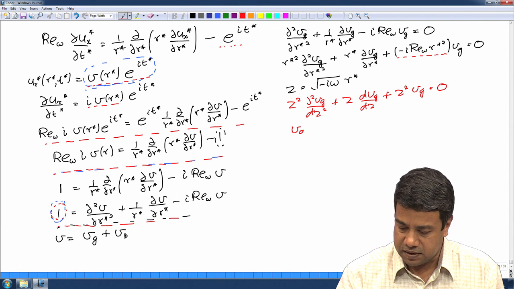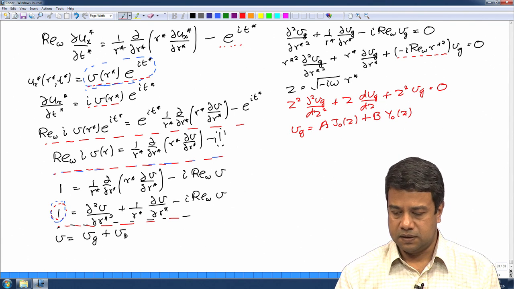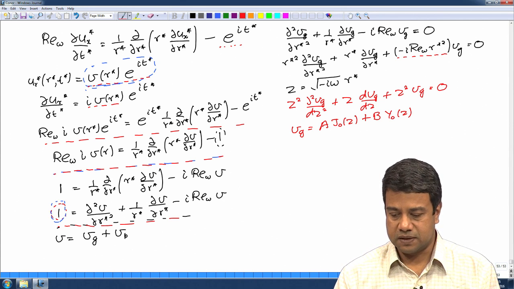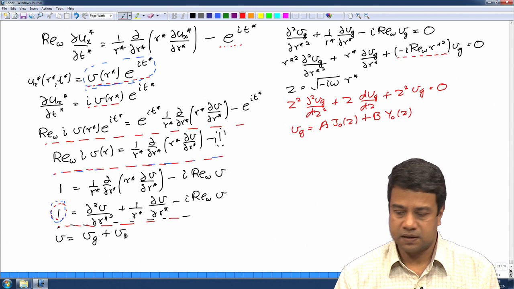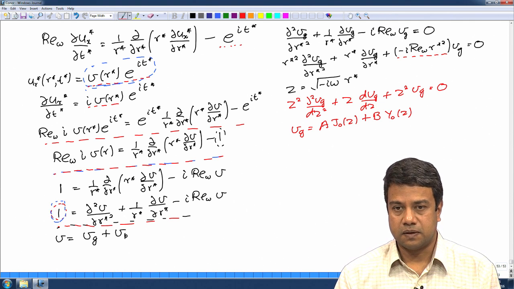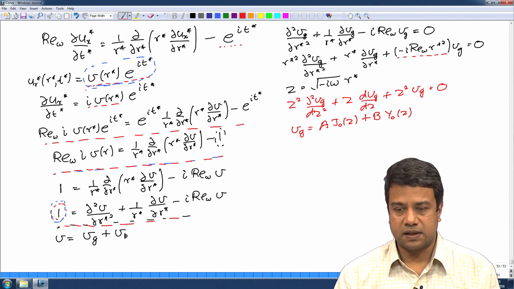The solution is just of the form a J0(z) plus b Y0(z). These are Bessel functions; this is a Bessel equation of 0th order. Recall that the Bessel equation was z squared d squared v by dz squared plus z dv by dz plus (z squared minus n squared) v equals 0. In this particular equation, the index n is equal to 0, and therefore, the general solution is just a times J0(z) plus b times Y0(z).